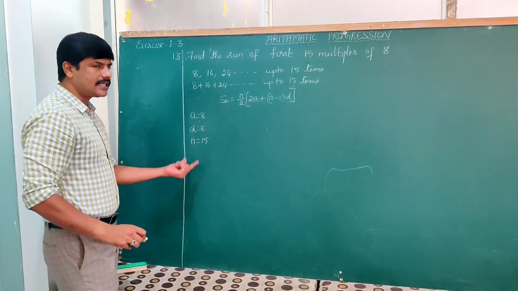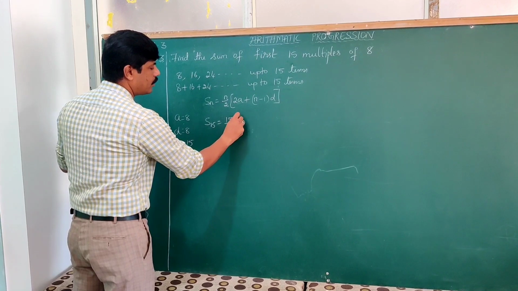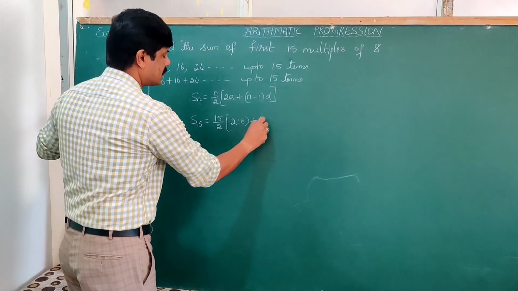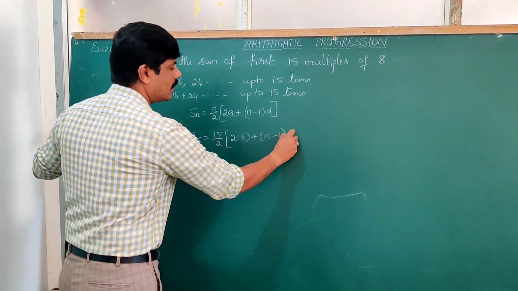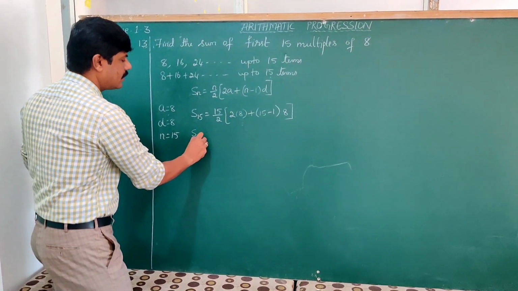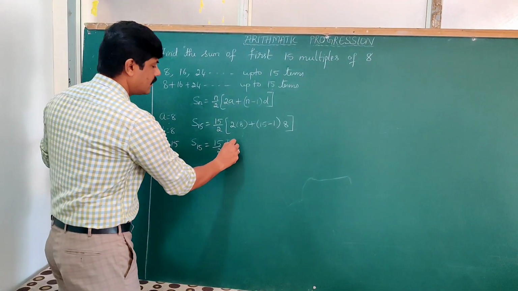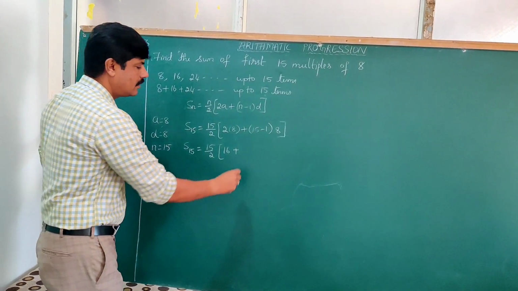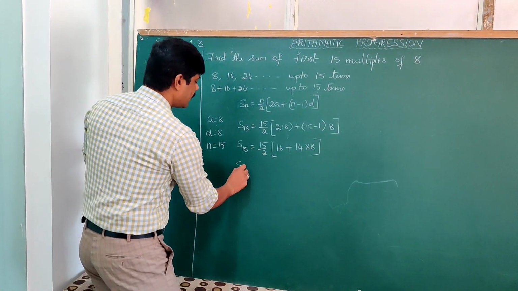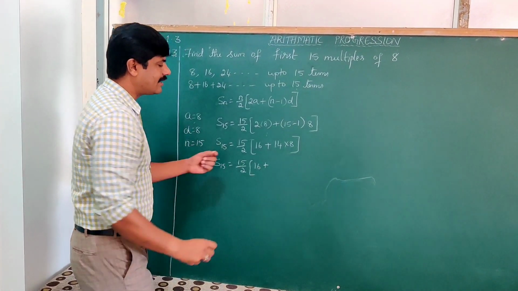Now substitute all these values in this formula. S15 is equal to 15 by 2 into 2 into, what is a? a is 8, plus 15 minus 1 into d. Common difference also is 8 because it is a multiple of 8. Now S15 is equal to 15 by 2 into 2 times 8 is 16 plus 15 minus 1, 14, into 8. Understand, children? S15 is equal to 15 by 2 into 16 plus, what is 14 into 8?